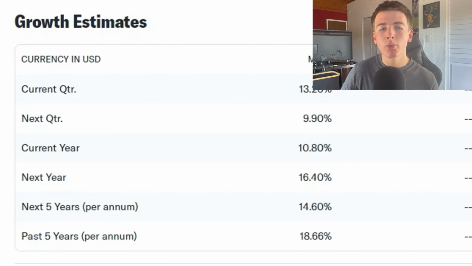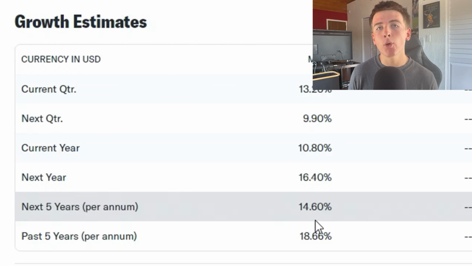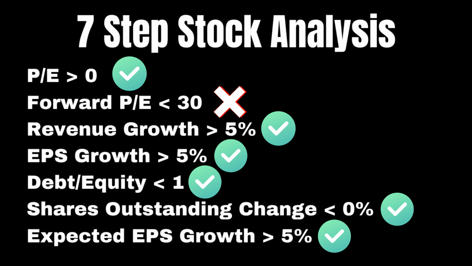The final metric we look at is the EPS growth over the next 5 years expected by analysts. And as we can see, over the next 5 years, analysts expect Microsoft to grow at about a 14.6% rate, which is very good and above what we expect. So that is also a check mark. So as we can see with our 7-step stock analysis, Microsoft has 6 checks and 1 X.